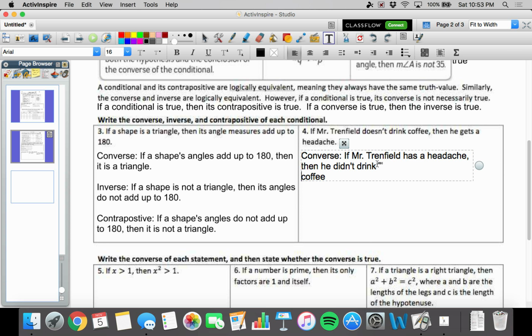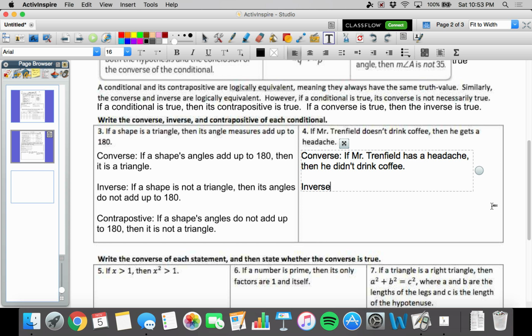So if Mr. Trenfield has a headache, then he didn't drink coffee. That would be the converse of that statement. And it could be true sometimes. If I didn't drink my coffee, I would have a headache, but there's also many other things in life that can give me a headache, not just lack of coffee.